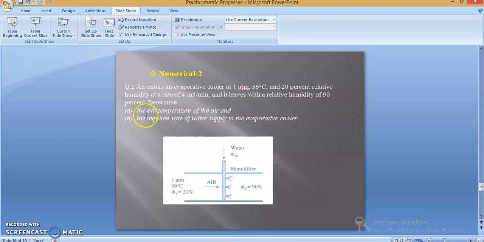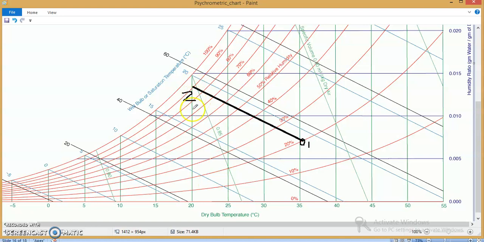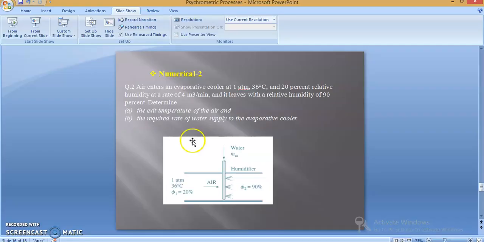So what you have to determine? Exit temperature of the air. So first, exit temperature of air comes to be 20 degrees Celsius. So the first answer is: exit temperature of air after humidification is 20 degrees Celsius. So the air enters at 36 degrees Celsius and 20% RH, and in the desert cooler exit is 20 degrees Celsius and 90% relative humidity. The second is the required rate of water supply.